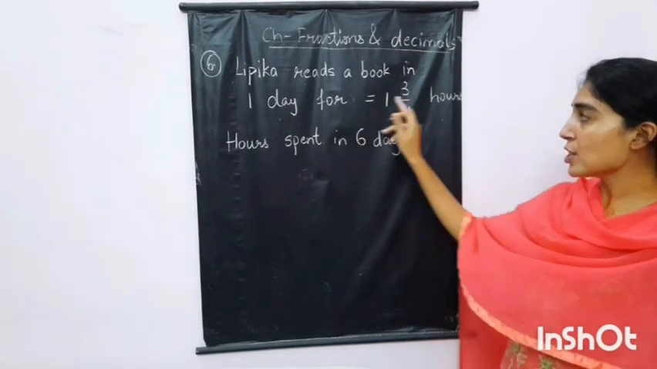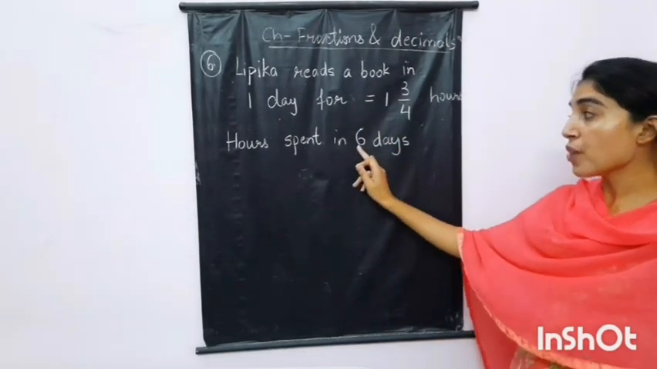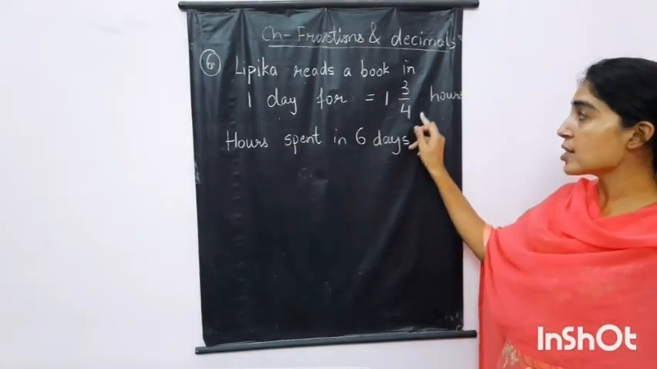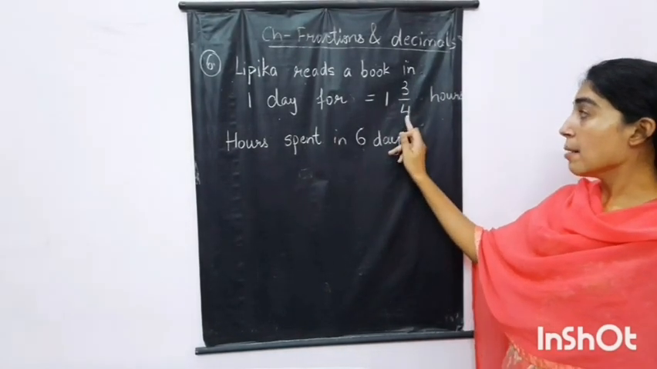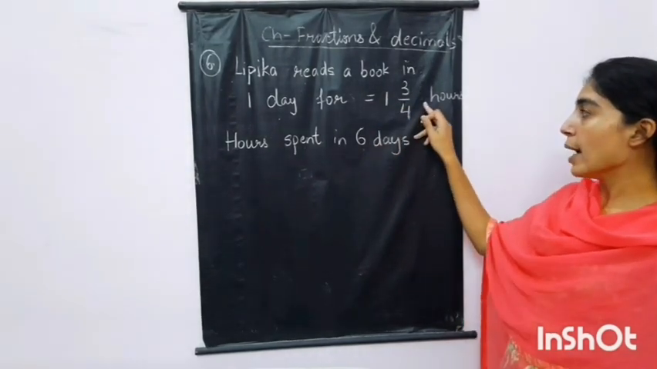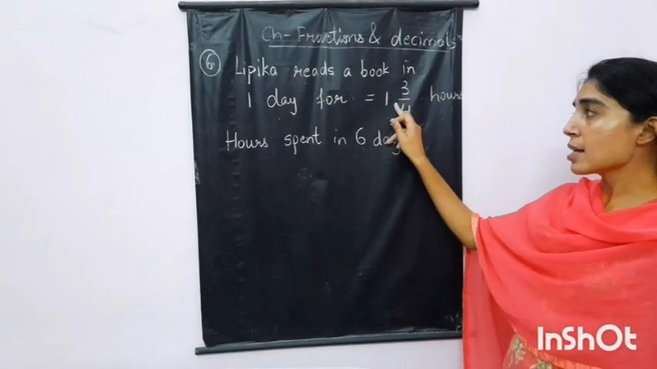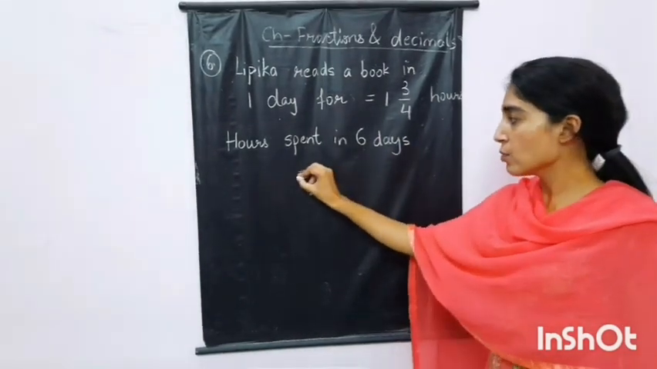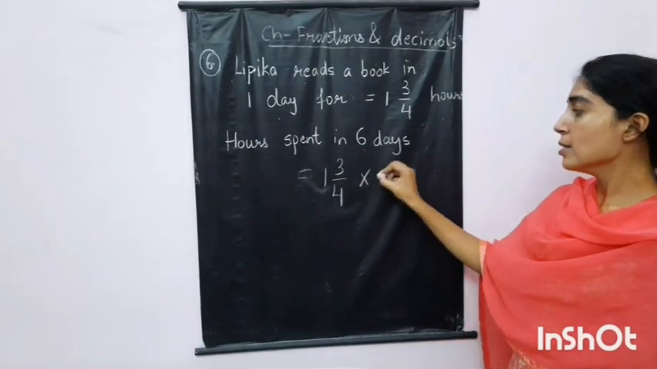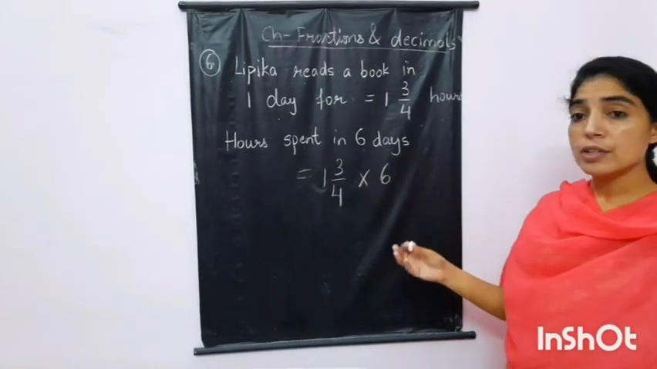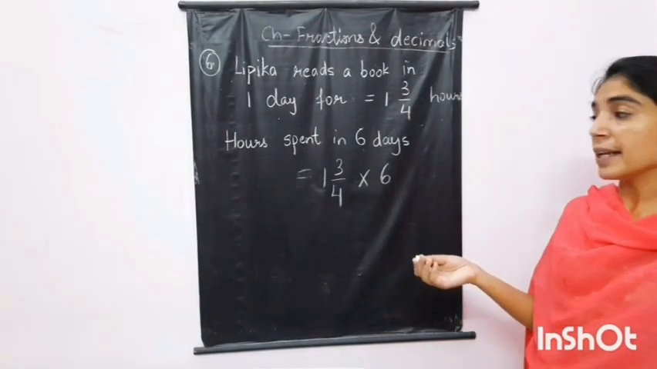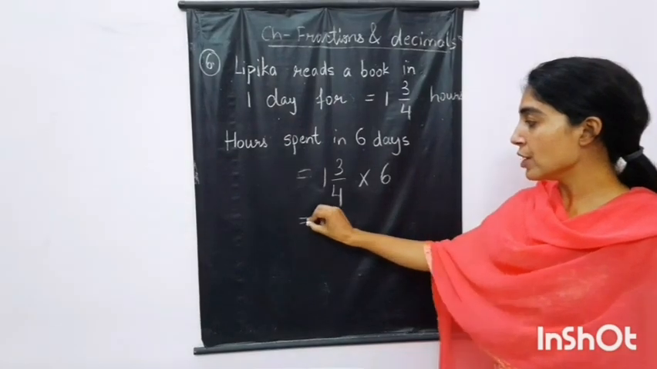So in 1 day she spent this many hours. To find for 6 days, so what will we do to find the hours for 6 days? We will multiply these two numbers. See, this is for 1 day. To find for 6 days, we will multiply. So what will we write? We will multiply 1 3 by 4 with 6. Because you know that in 6 days a greater number of hours will be spent. So to find a greater number, we will multiply.